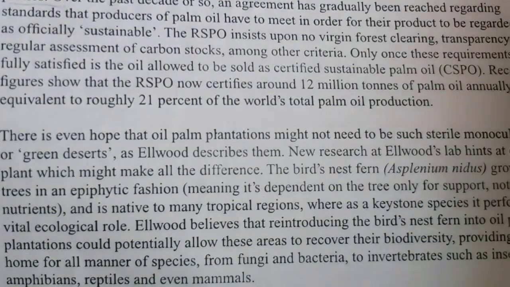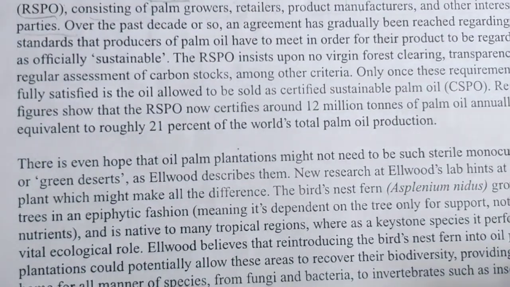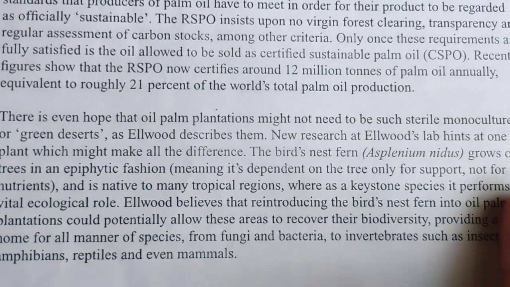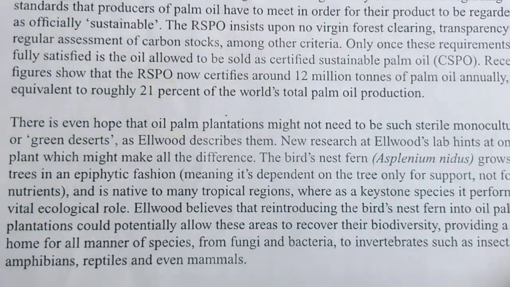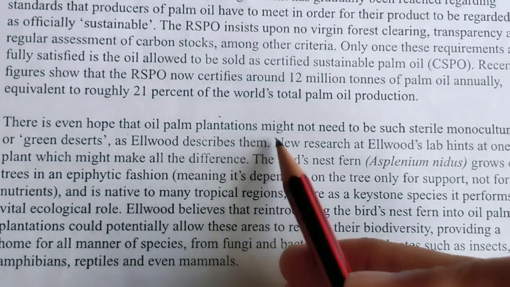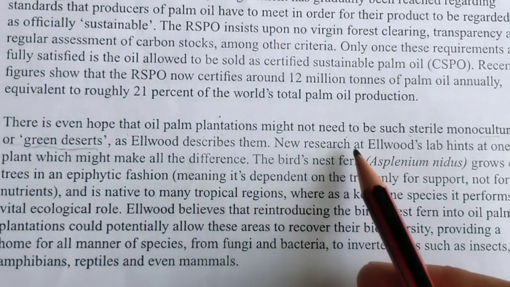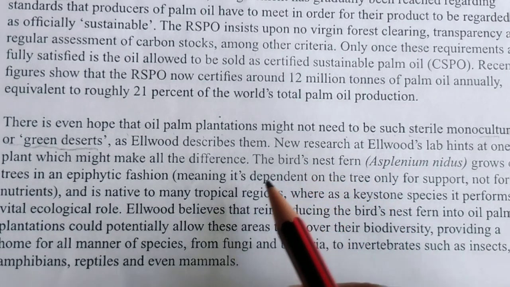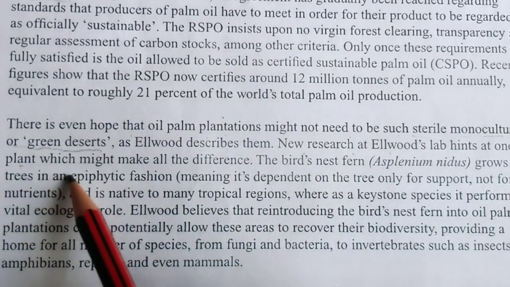Now we have left with the last paragraph, that is the H paragraph, you can see. Okay, so let's read H also. There is even hope that oil palm plantations might not need to be such sterile monocultures of green deserts. Okay, so as we know, we have left with the last paragraph, but of course D was also there. New research at Elwood's hints which make all difference.